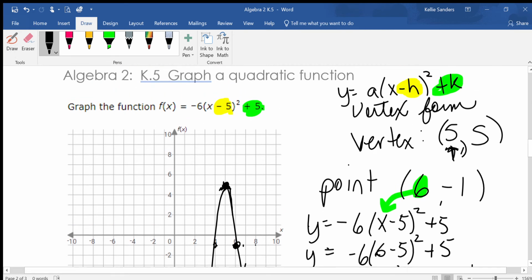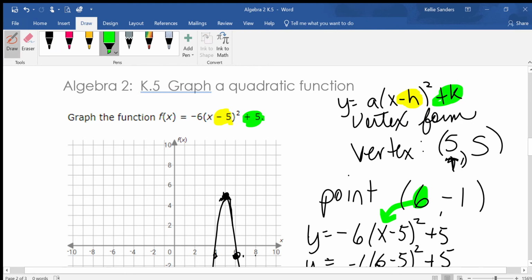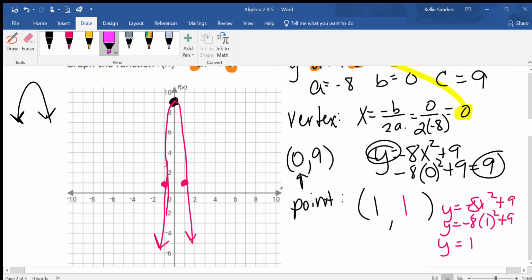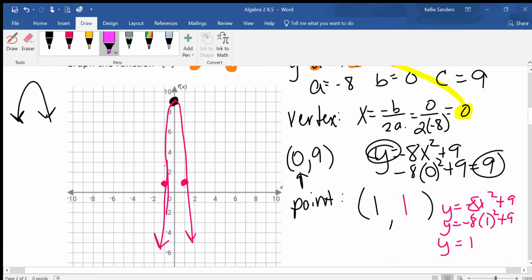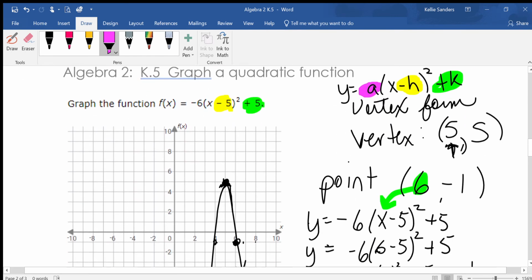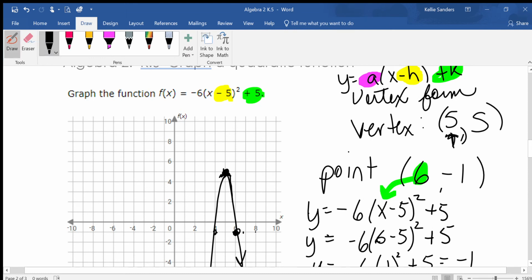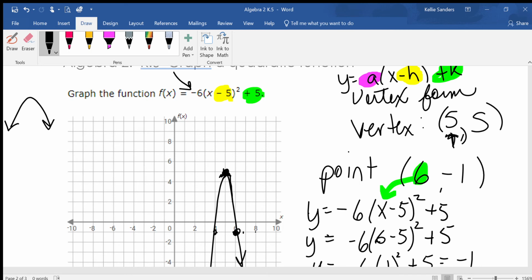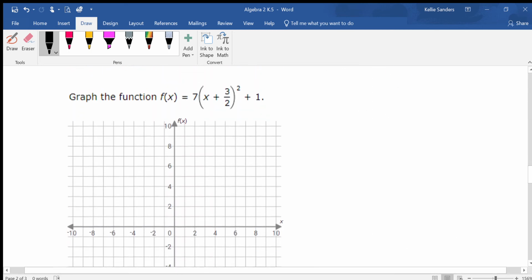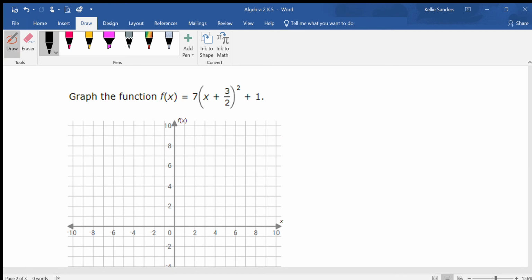Now again, one more thing. This a is the same as these a's. If our a is negative, then I already knew that the parabola was supposed to be going down because this number was negative. So I probably got it right. Okay, because it has a parentheses form, it's in vertex form. Let me write that down again.